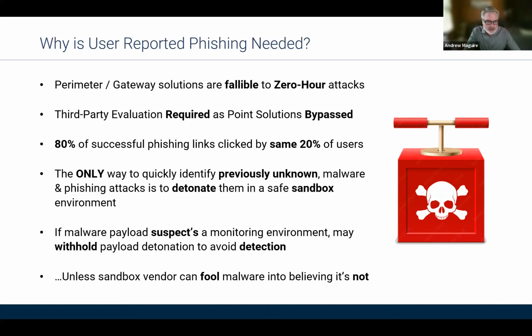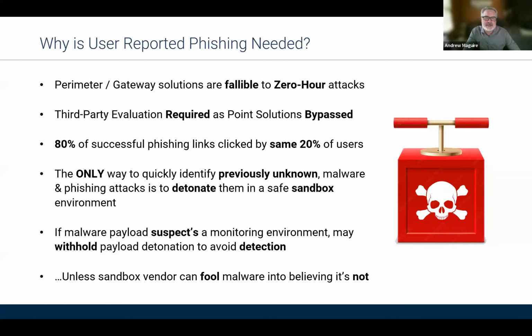But that's really why you need user-reported phishing, because a lot of the perimeter gateway controls are very static. And yes, they have machine learning and AI to a certain extent, but attackers are finding ways to circumvent this constantly. They're always changing the game. It's always an arms race. The moment you put in a security control, they'll find a way to circumvent it. So really a third-party evaluation solution is required to be able to, if something is suspicious, put it in there and validate whether it is malicious or not.